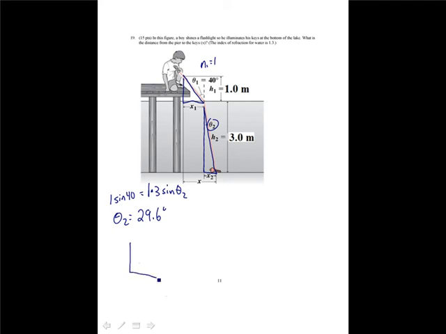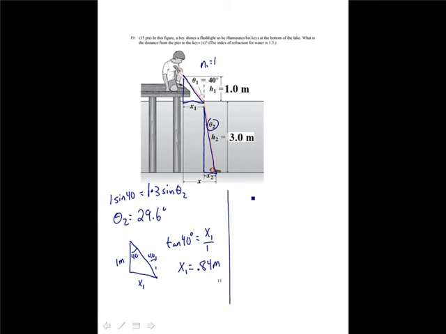So taking this first triangle right here, I know that this angle is 40, so this angle is also 40. This is x1, and this is 1 meter. I can say then that the tangent of 40 degrees, which is opposite over adjacent, is x1 over 1. So x1 is just equal to the tangent of 40, which is 0.84.